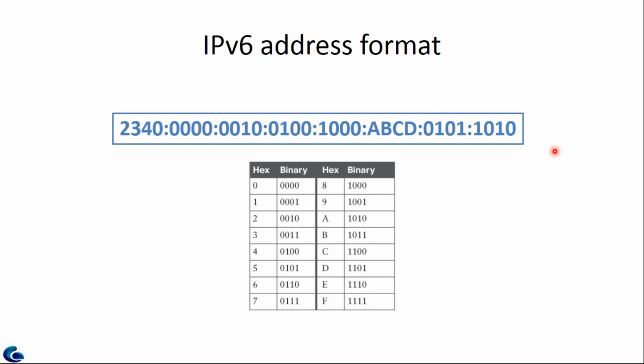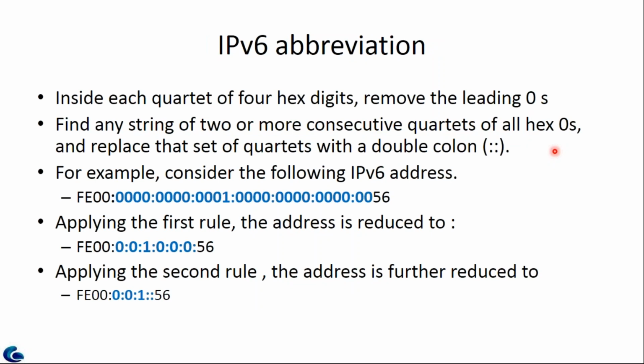This is how you interpret it, and this is how you configure it. But it still looks huge. With 8 quartets of 4 digits each, 8 fours are 32 hexadecimal digits. It could still be slightly painful to configure and understand. So thankfully IPv6 allows some abbreviation. You can shorten it.